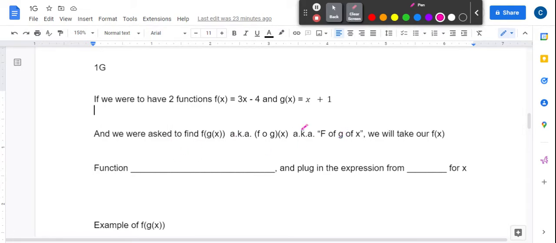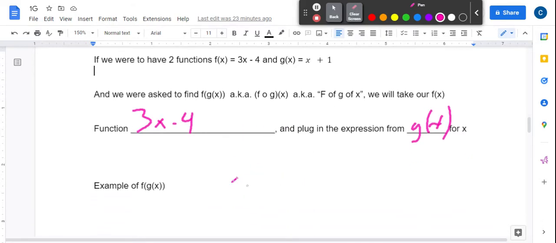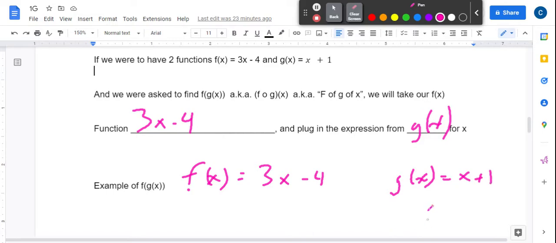We're going to take our f of x function, which is 3x minus 4. Now, we're going to plug in the expression of g of x for x. So what's going to happen? So we have f of g of x. f of x is 3x minus 4. g of x is x plus 1. So if we're doing f of g of x, we're going to take our g of x expression, which is x plus 1, and plug it in for x right there.